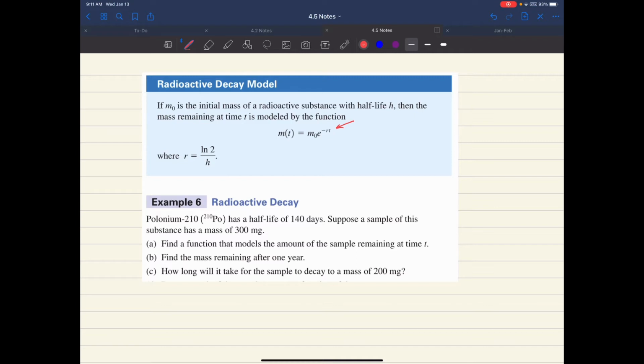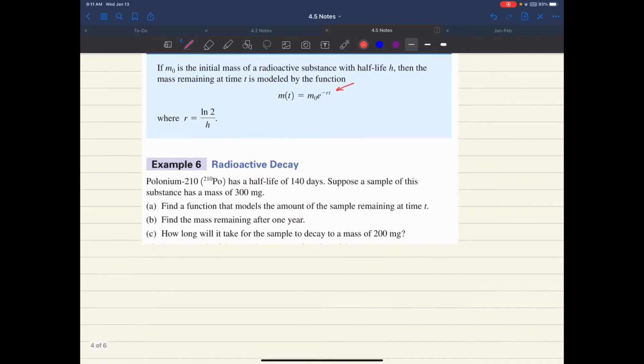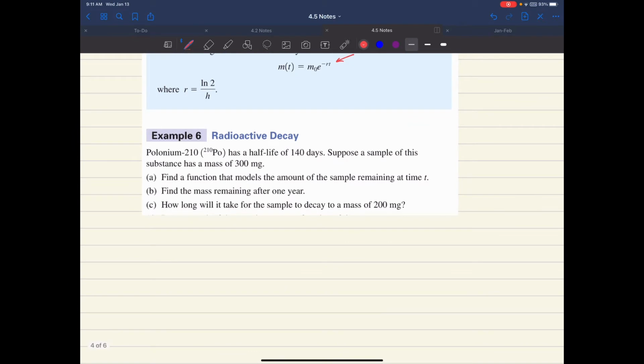So we'll use that in this example. Let's do the first example with radioactive decay, and I'll try to keep that on the screen. Actually, I'm going to rewrite those down here so I can have more room. So m sub 0 times e to the negative rt. That would be the general model, and then r is defined as natural log of 2 over h.